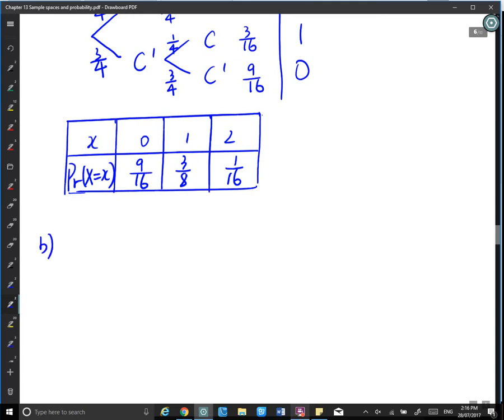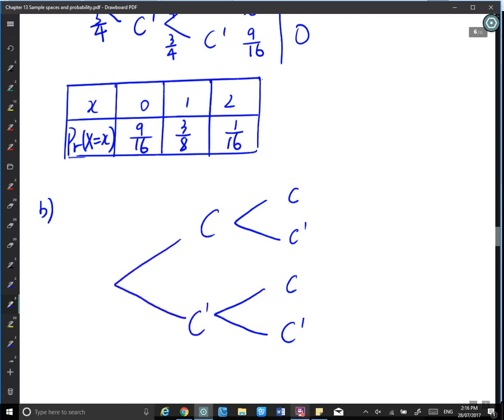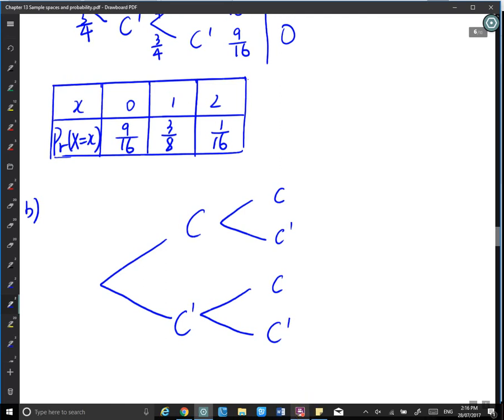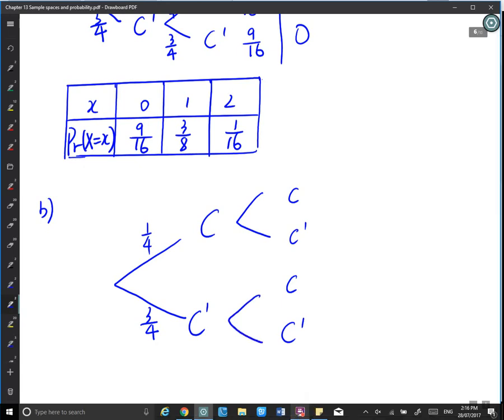B will be without replacement. Okay, can you let me know, the first time will be the same, 1 on 4 and 3 on 4. Okay, the important thing is the second time. What happened for the second time? Okay, the denominator decreased to 51 because 1 card is going out. What's the number of clubs left there? 12.